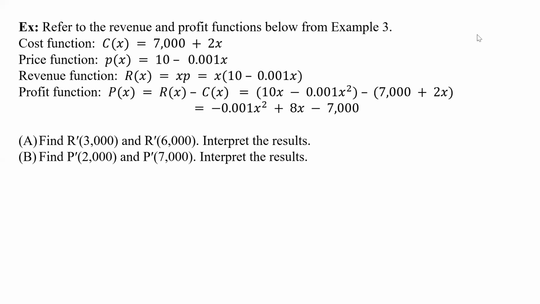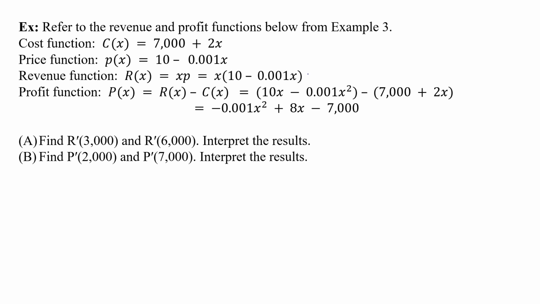All right, so here what we're going to do is refer to the revenue and profit functions that were in example 3. So, we've got cost function C of x is 7,000 plus 2x. The price function little p of x is 10 minus 0.001x. Well, revenue is going to be what? Well, revenue is going to be how many items we sold, x, times the price of each one of those items. So that's going to be basically our x times our 10 minus 0.001x.